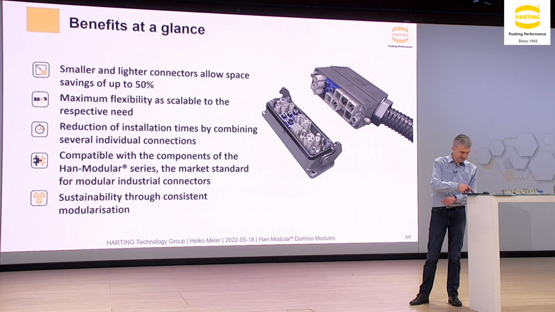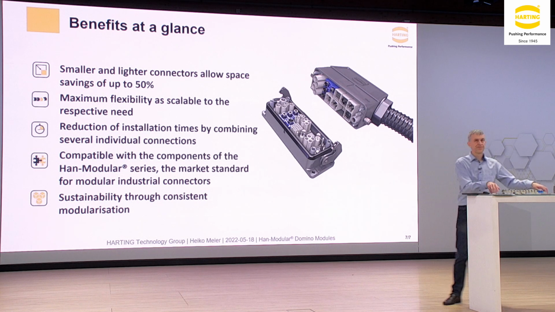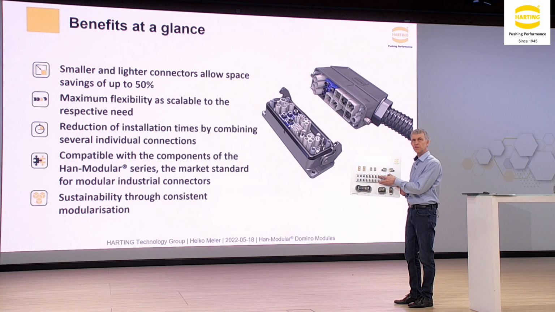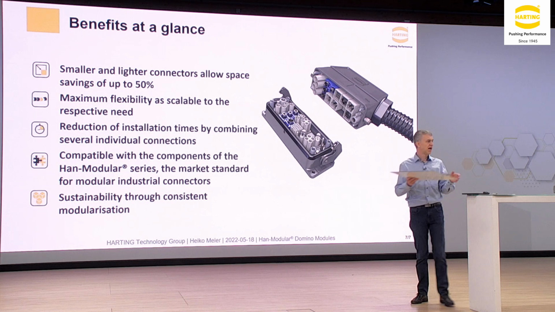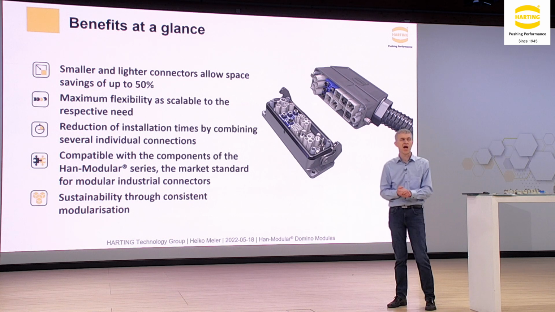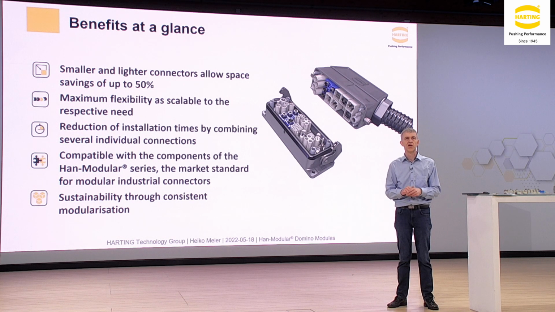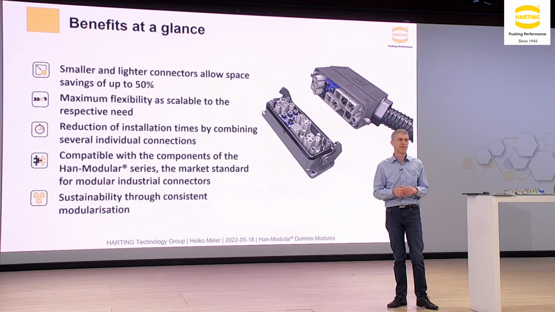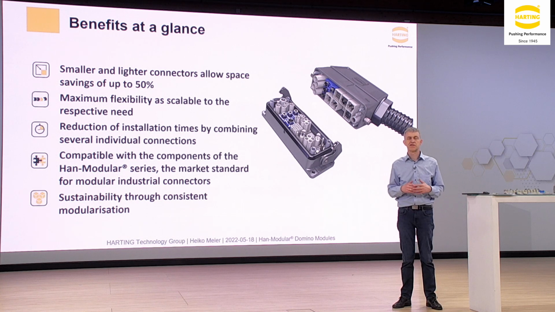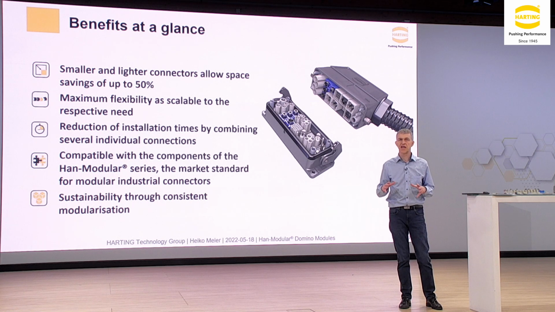Question: for the 16 signal contact module, what are the cable sizes, AWG, available? Yeah, this 16 pole module is suitable for standard D-sub contacts, and therefore the wire gauge range is up to 0.5 square millimeter, which is AWG 20. So you can implement most common signal wires. But this was the last question.